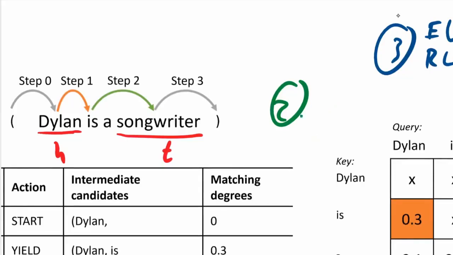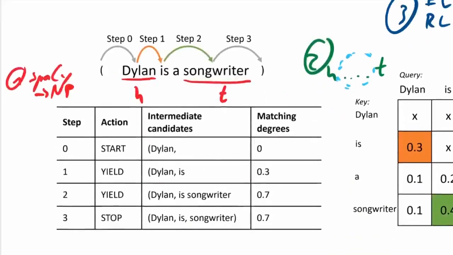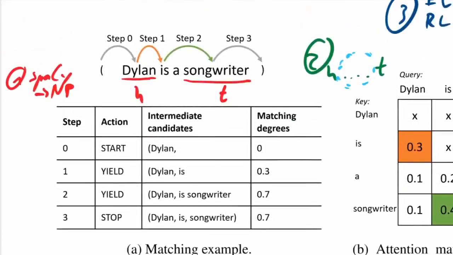Step two is, here is the head, and here is the tail in the text. Somewhere in between, there might be a relation, and we need to figure out where that is. Okay? So how does this method figure it out?